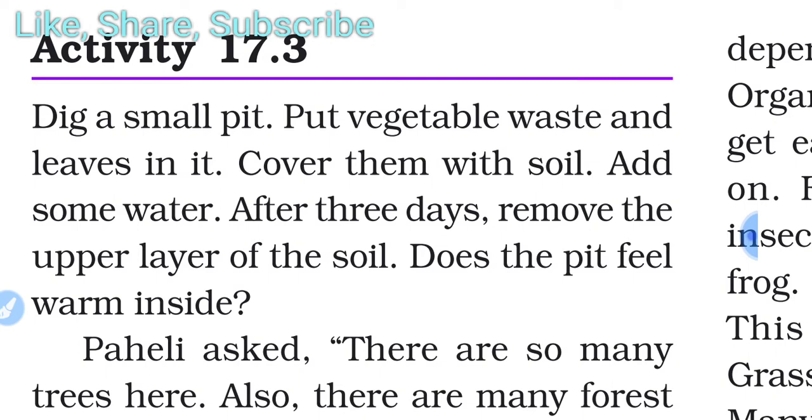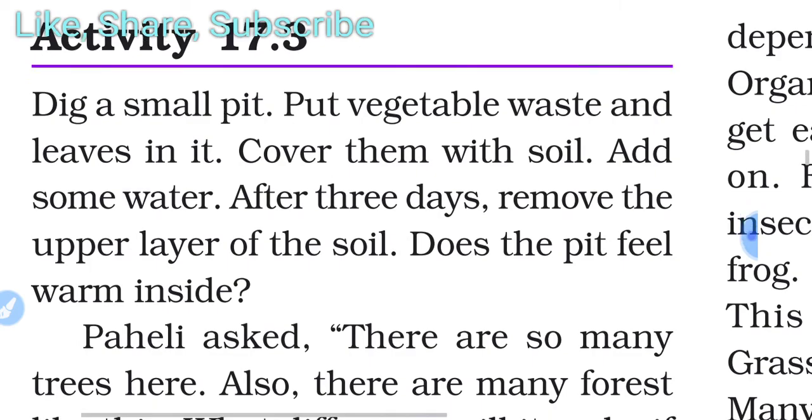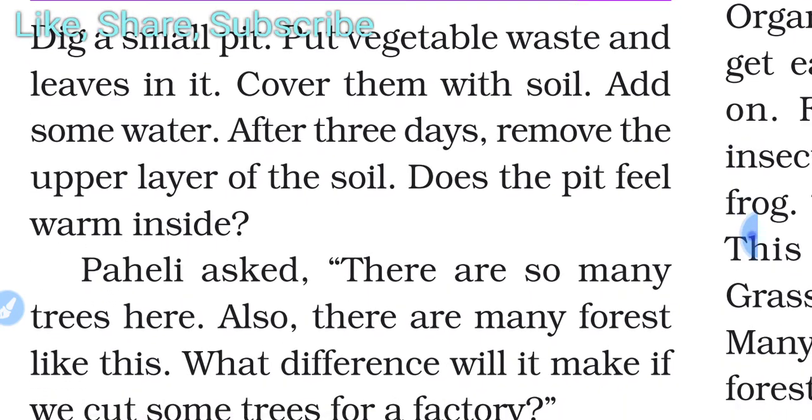This is the same activity which you will read about in the next classes when you learn about making vermicompost, in later classes. So what you have to do: dig a small pit, put vegetable waste and leaves in it, cover them with soil, add some water. After a few days, you have to remove the upper layer.